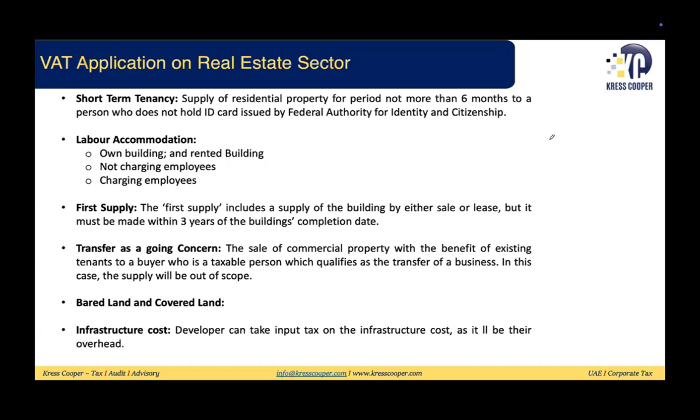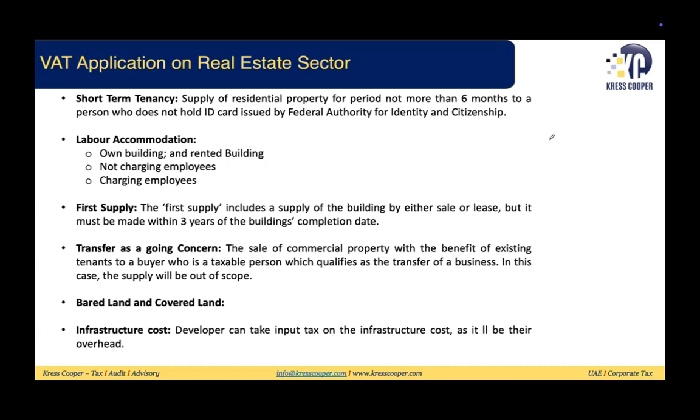Bare land and covered land, we have already discussed. Bare land means that no work has been done on the land. It is plain land, no work has been done. Covered land, they have done some work. There's some sort of support, some sort of building infrastructure over there. Then this is called covered land. Bare land is exempt supply, covered land is standard rate supply. And for the covered land, as I mentioned earlier as well, it will be considered straightforward standard rate, a supply of goods, not a supply of services.